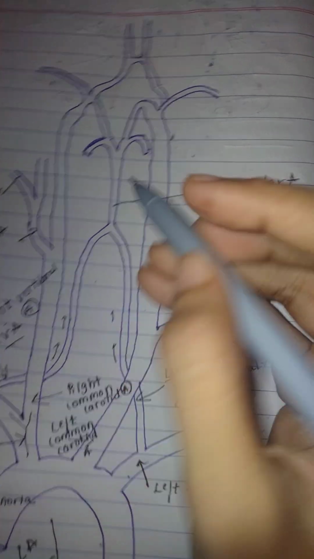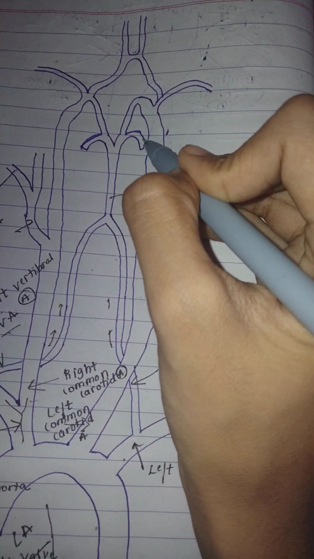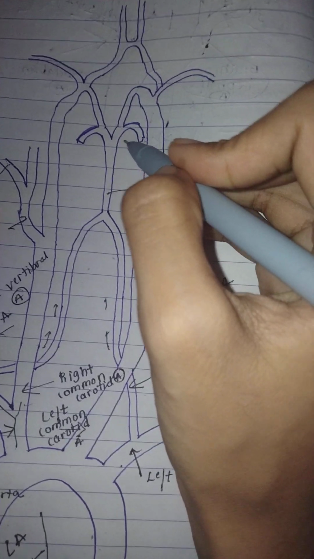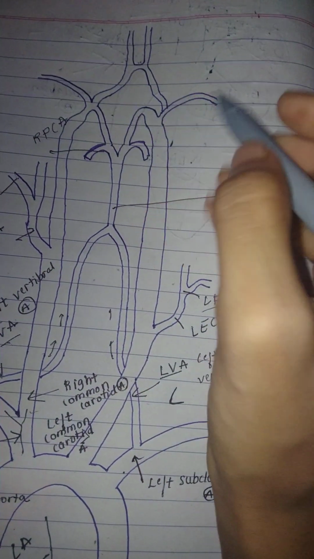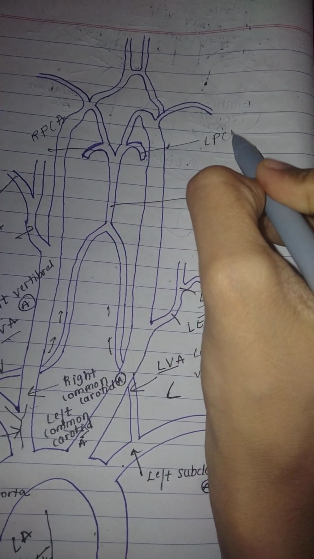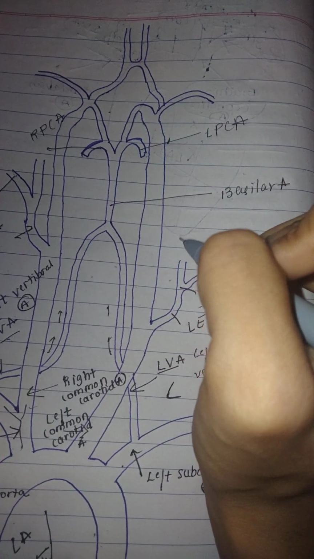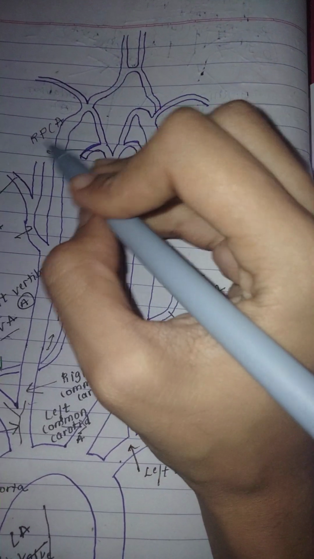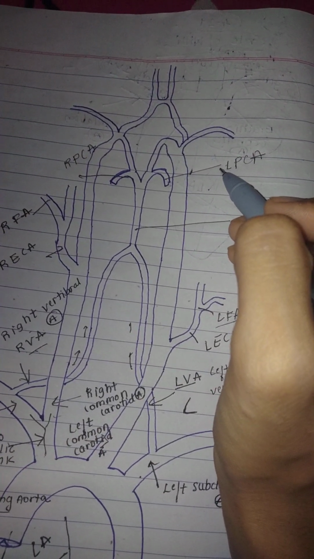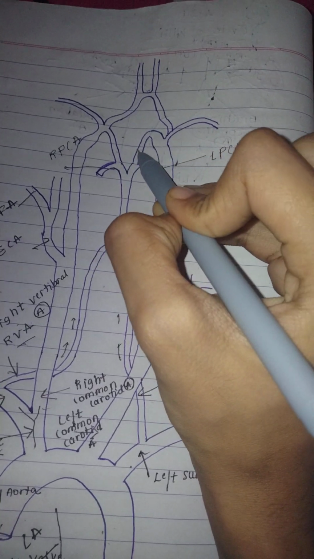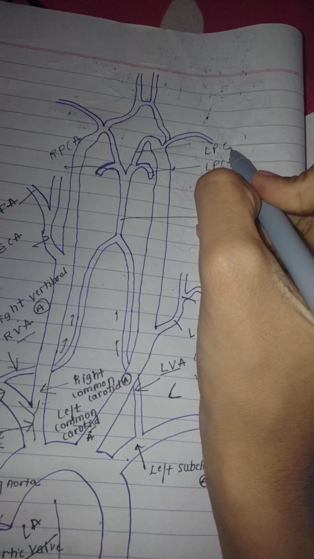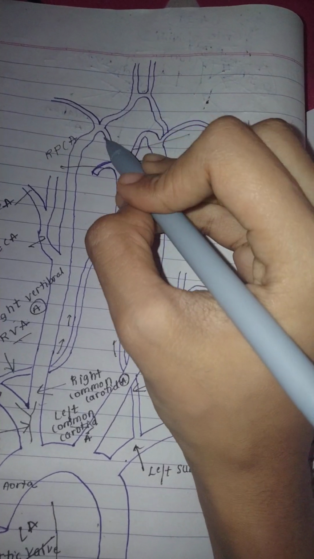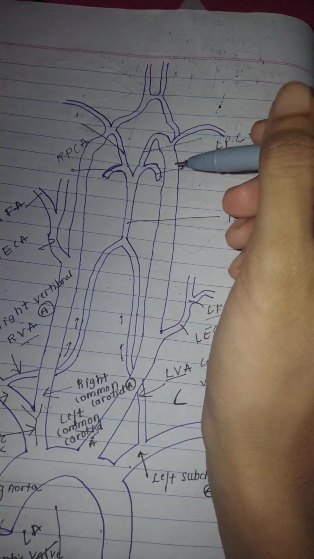This basilar artery is going to go front and form two branches called the right posterior cerebral artery and the left posterior cerebral artery. Posterior means it is going to go backside. Back side it is going to come like this, and form the posterior artery. These branches are called the left posterior communicating artery. These are going to communicate between here and here. This is the right posterior communicating artery.